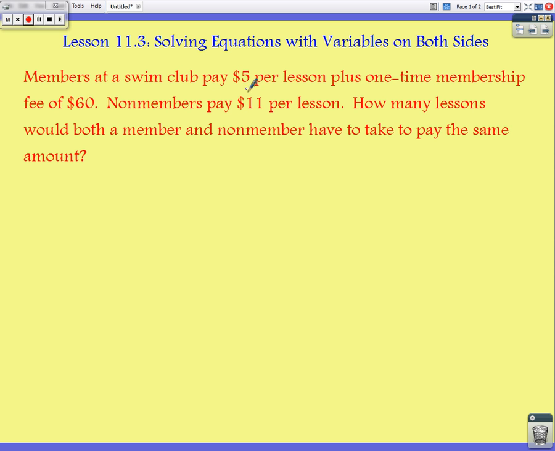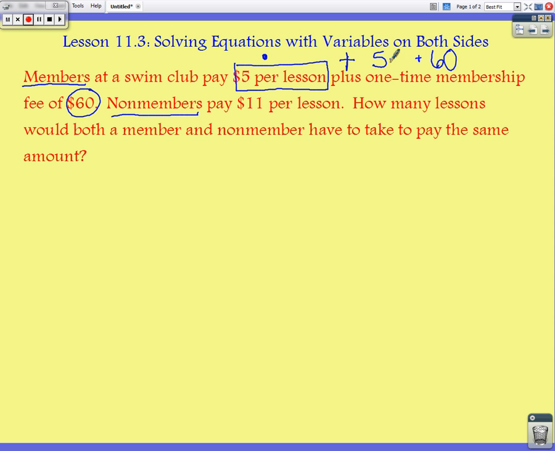Members at a swim club pay $5 per lesson plus a one-time membership fee of $60. Non-members pay $11 per lesson. How many lessons would both a member and non-member have to take to pay the same amount? So I have members and I have non-members. Now members pay $5 per lesson. I hear the word per and I think of times. Plus, so that's plus a one-time fee of $60. So they're paying $5 per lesson plus 60 bucks.